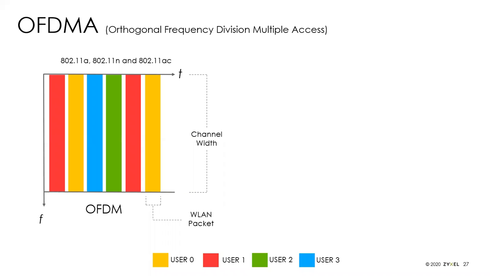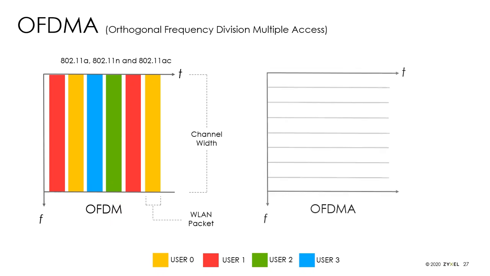Prior to this, 11ac was using what's called OFDM. It basically segmented the airtime into these little chunks of 20 megahertz.